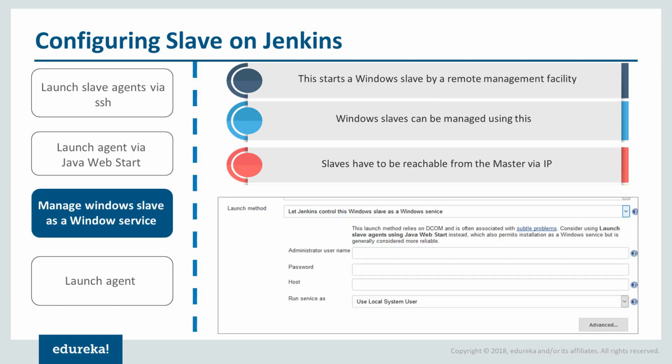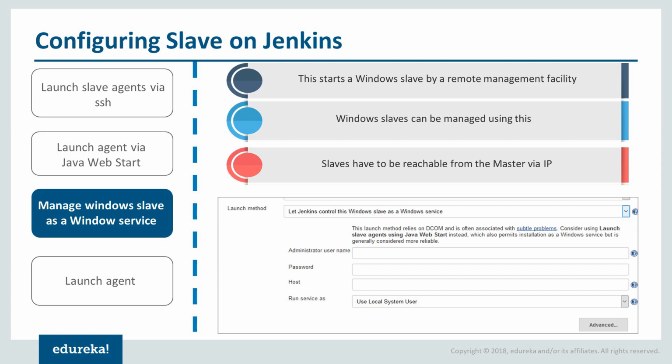The next option is to manage Windows slave as a Windows service. As we have spoken, this starts a Windows slave by a remote management facility. This is basically WinRM in Windows, where you can do remoting on a Windows machine from outside. You don't need to do an RDP. It's like a counterpart for SSH on Windows machines. In fact, if you are working with PowerShell, you use the WinRM capability very often.